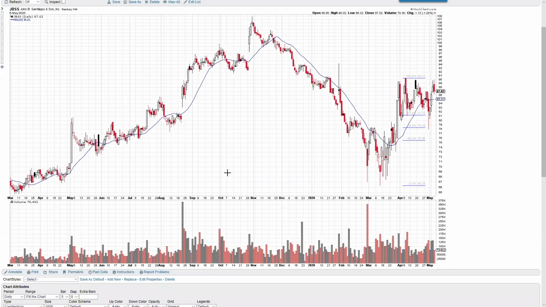Note this grueling decline in JBS into a climactic decline in late February, and then testing that in March, which is, I think, bullish compared to the market at that point. Now, look at the rally that occurs off the test.